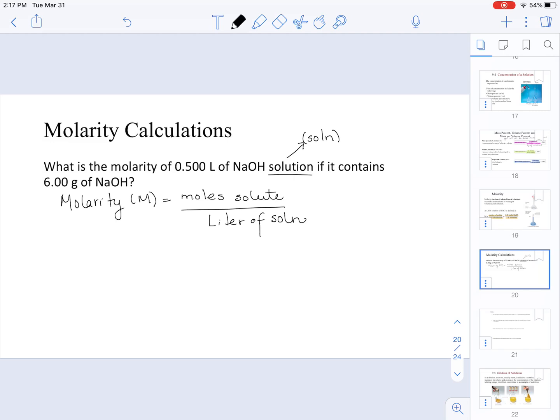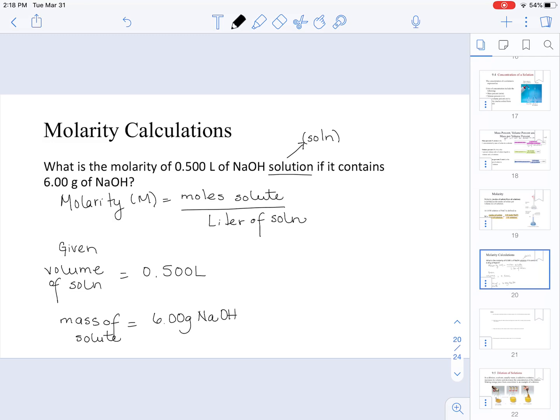Now, let's just write down the numbers that are given. In this case, we have the volume of our solution, which is 0.500 liters. And we also have the grams, so the mass of the solute, which is specifically 6.00 grams, and our compound is going to be sodium hydroxide.